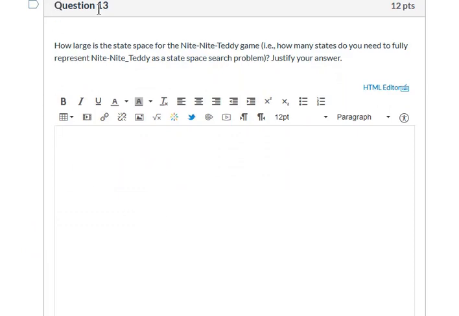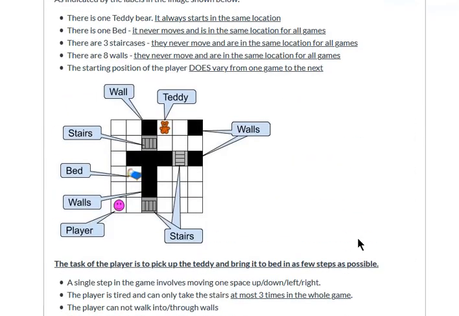So the question is, how large is the state space for the Night Night Teddy game? How many states do you need to fully represent this? Justify your answer. Actually, let's just look at the picture. I think we can do it without drawing in this case.